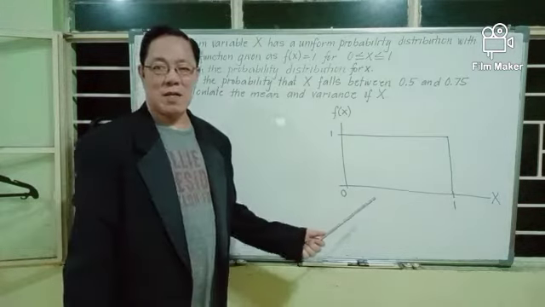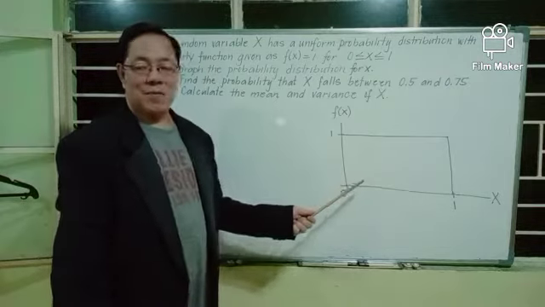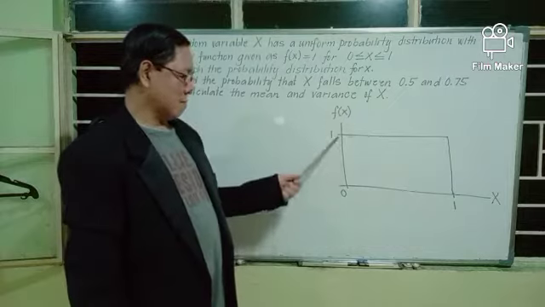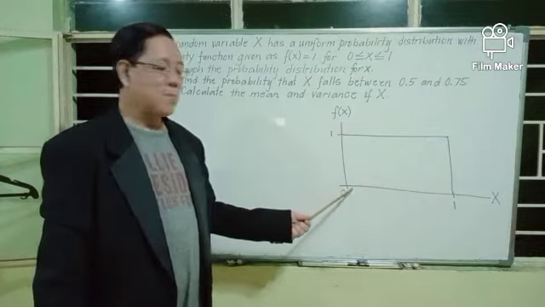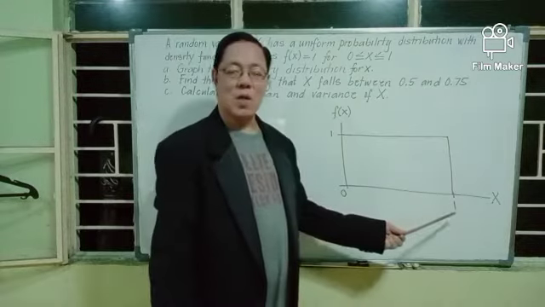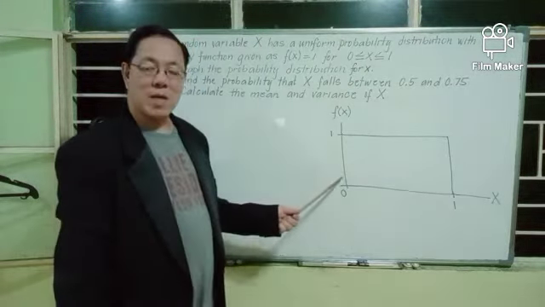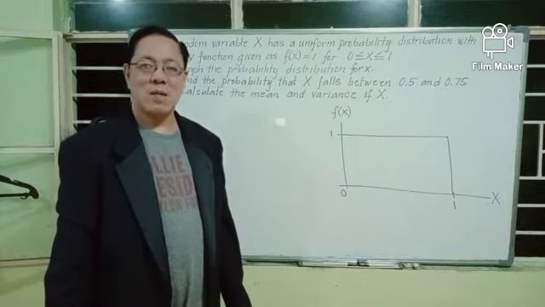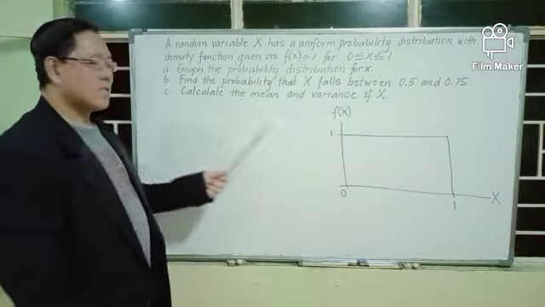And you must check that the total area of this rectangle must be 1. By formula, area of the rectangle is length multiplied by the width. The length is the length of the interval from 0 to 1, which is equal to 1 minus 0, 1. And the width is equal to the height of the rectangle, 1. So length times width is 1 times 1, 1. And this is for letter A.